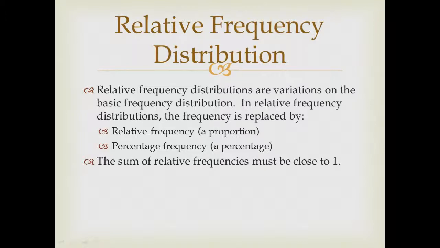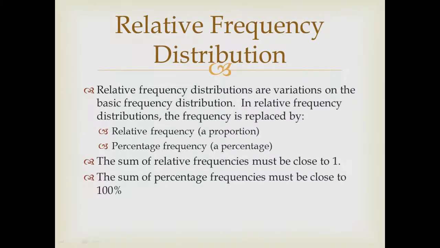The only time they would be less than 1 is if you're taking out some data, like outliers, that are going to affect the skew of your distribution. In terms of percentages, as like most things are, all of your percentages have to add up to or come close to 100%. Same reasons apply.